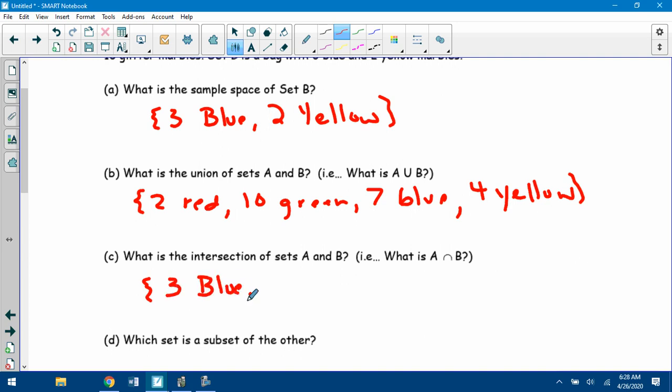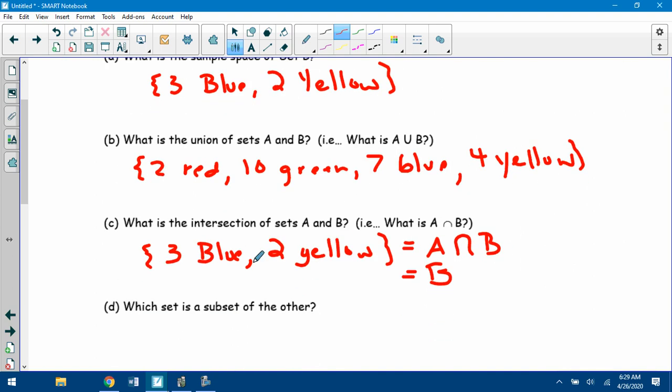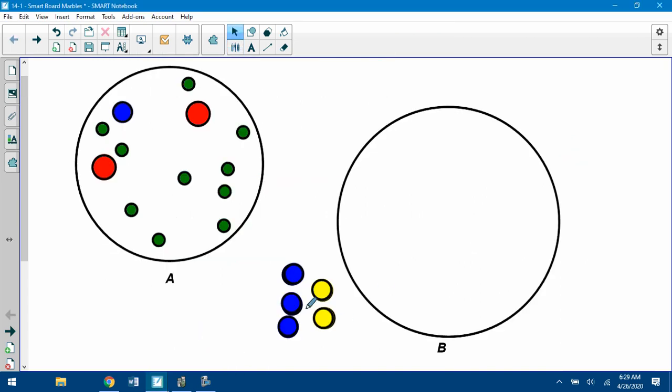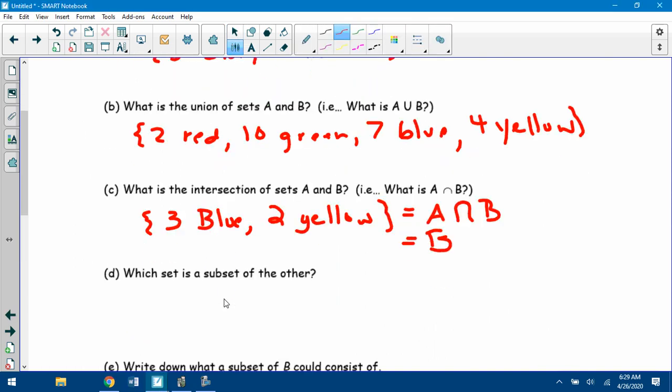So 3 blue, 2 yellow is equal to A intersection B. But what's 3 blue and 2 yellow also equal to? Just B. Interesting. Which set is a subset of the other? Well, we kind of just saw that. When I did the intersection, everything in B was gone. So that means everything in B was also in A. So B is a subset of A.